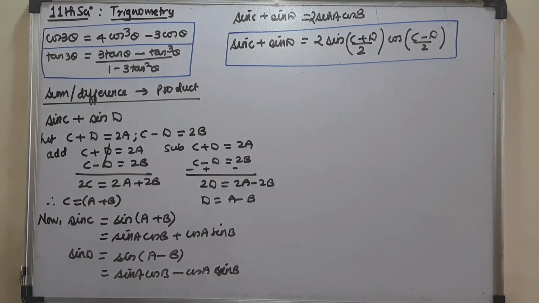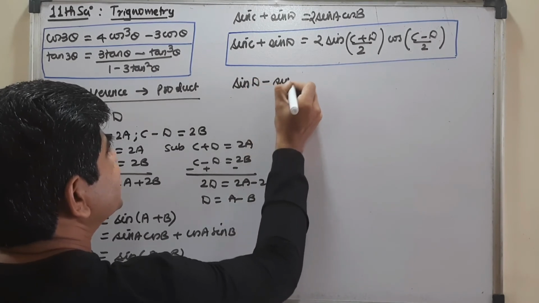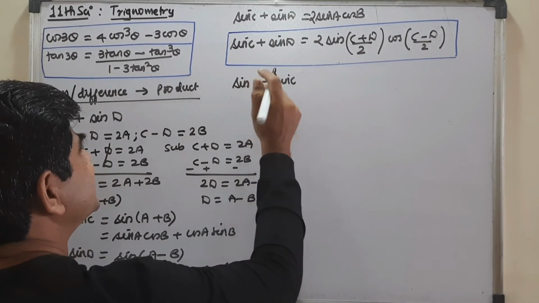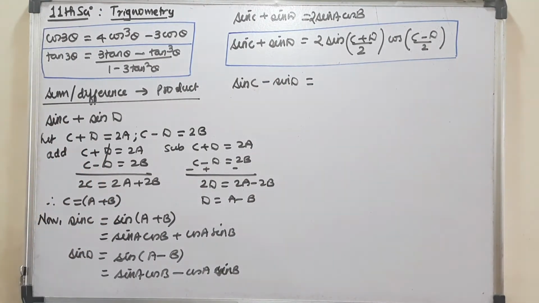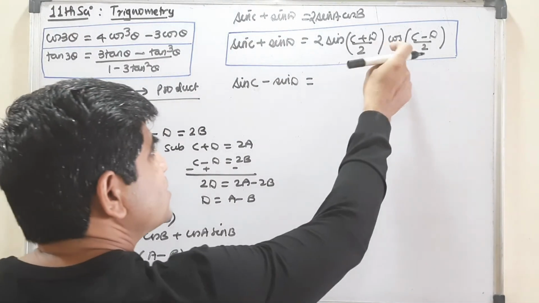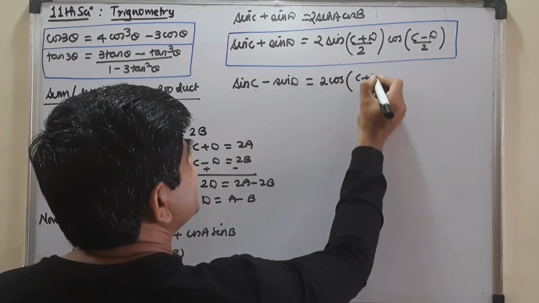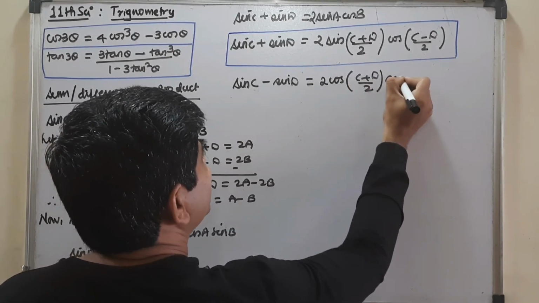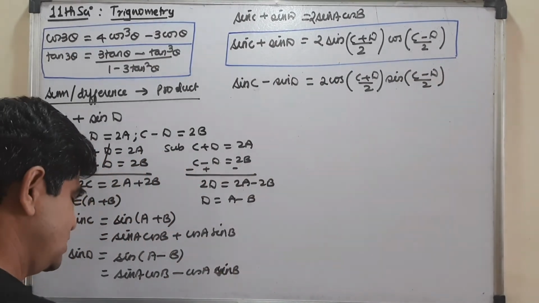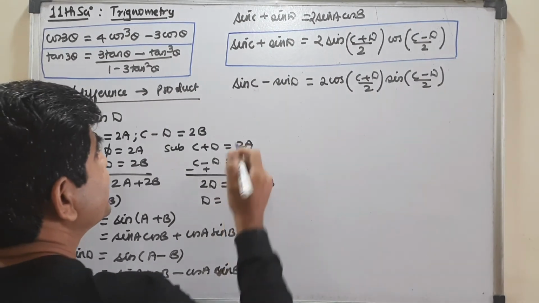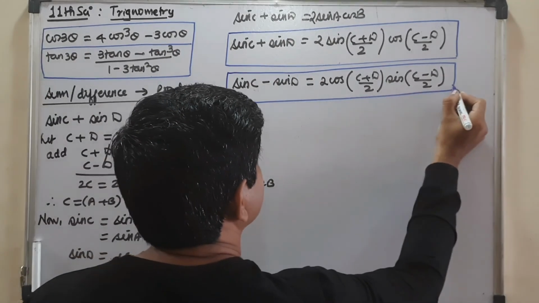So when you write sin c minus sin d, cos and sin flip each other. That is 2 cos of c plus d by 2 into sin of c minus d by 2. They flip each other. Okay? There are techniques to remember all these formulas, which I will tell you later on.